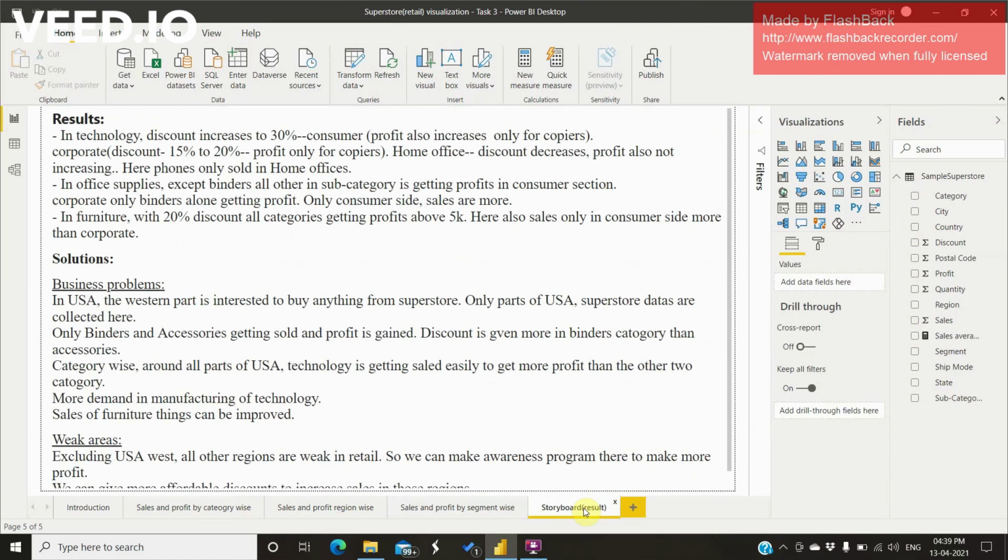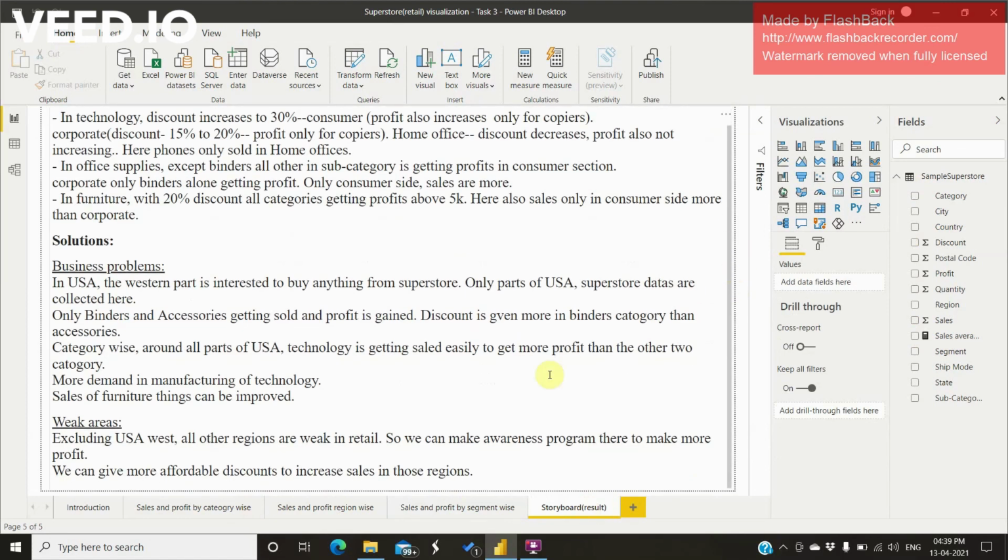Then the next thing, I want to tell the weak areas that should be improved. Excluding the USA western region, all other regions are weak in retail business. Since those other regions are weak, we can run awareness programs there to make more profit. We can also give more affordable discounts so that we can increase sales, and with respect to that we can gain more profit also. So thank you.